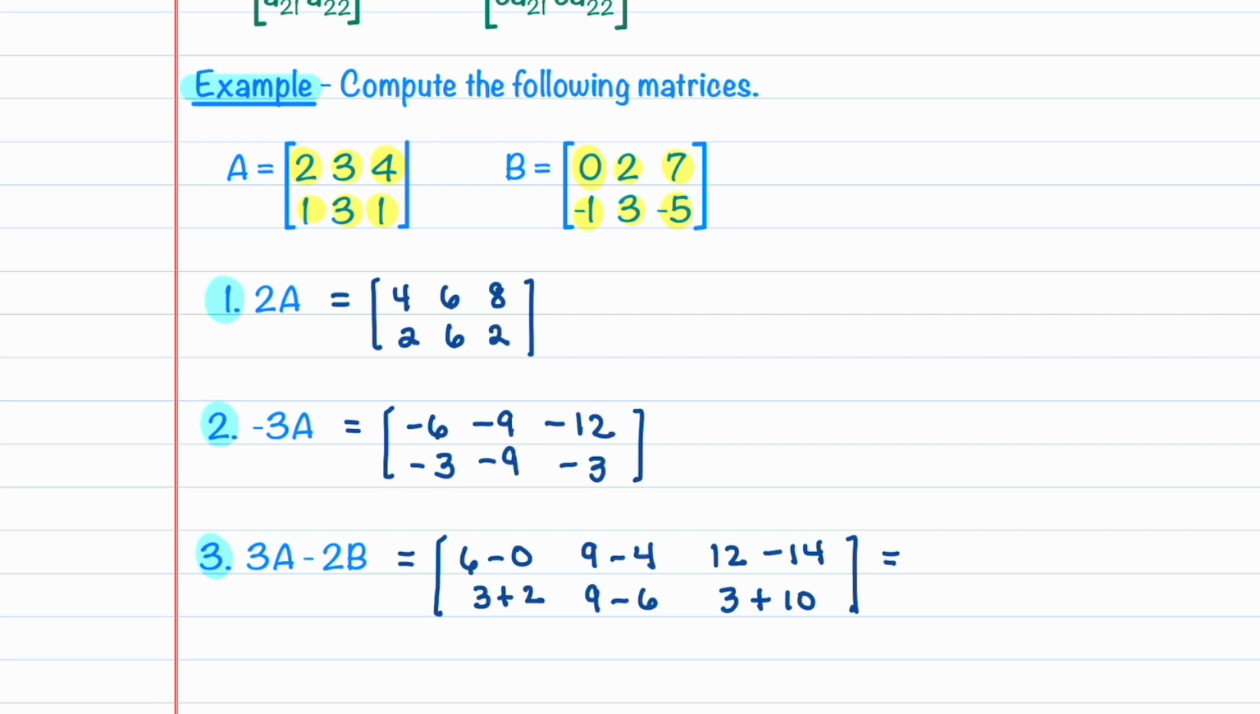Now all we have to do is just combine those numbers. 6 minus 0 is 6. 9 minus 4 is 5. 12 minus 14 is minus 2. And then in the second row, we're going to have a 5, and then a 3, and a 13. And that's it. You now understand that you can only add and subtract matrices that have the same dimension. You perform these operations by combining the corresponding entries, and then you can multiply any matrix by a scalar.